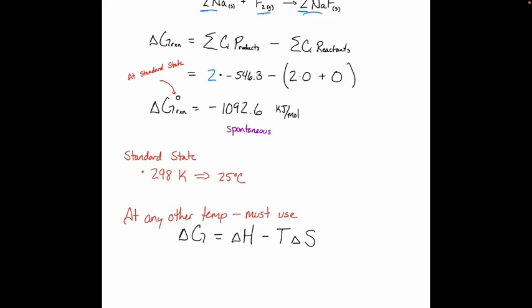It turns out that the value of delta G is very sensitive to temperature. Truthfully, entropy and enthalpy do change slightly with temperature, but you can get a really good idea by just using the values at standard state and then using this equation here. So let's pick another example equation and do this from scratch.